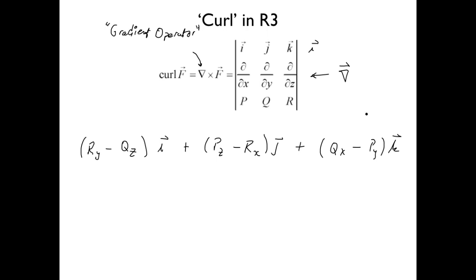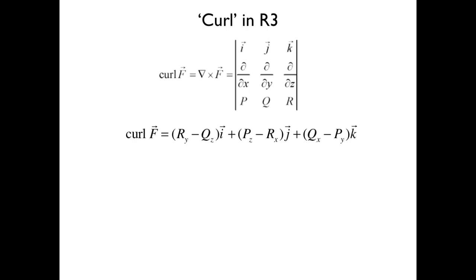So to get the overall rotational rate of change in R3, you're going to add up these three components. The rotational rate in the xy plane, that's the last one. The rotational rate in the yz plane, that's the first one. And the rotational rate in the xz plane, which is the one in the middle. When you add them together, you get the combined effect, the rotational rate at any given point.